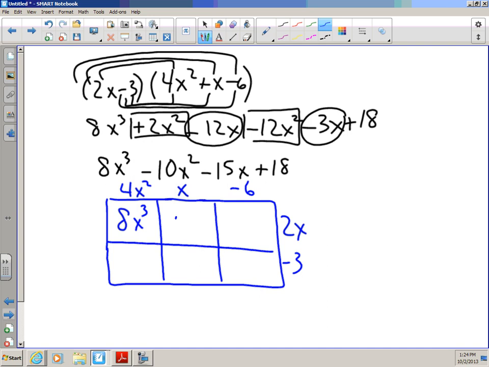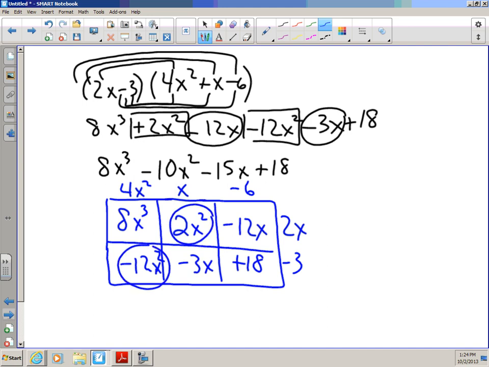8x cubed, 2x squared, negative 12x, negative 12x squared, negative 3x, and a positive 18. Again, you put together your like terms, and you get the exact same result as above. Your choice as to which of those 2 you want to use.